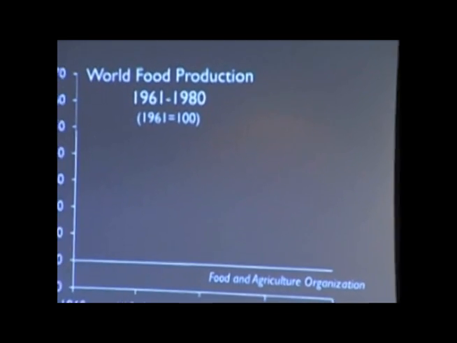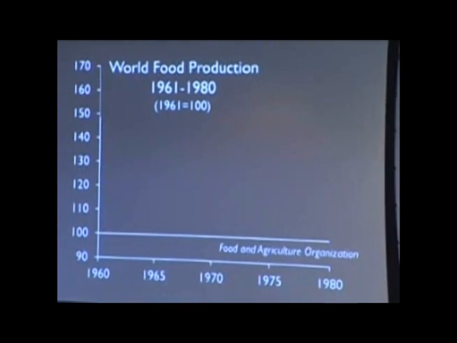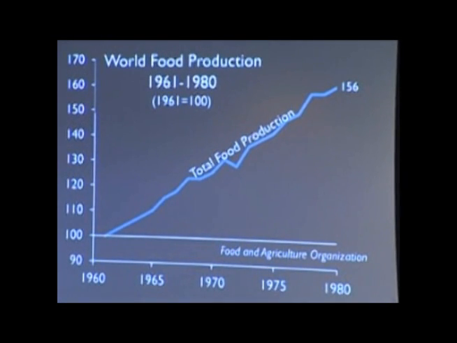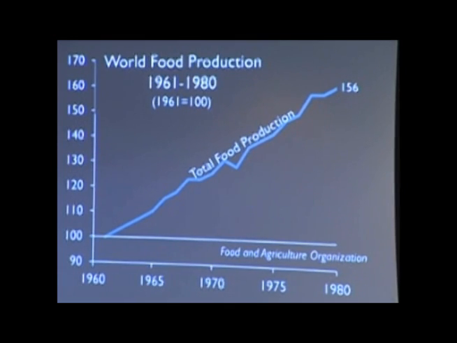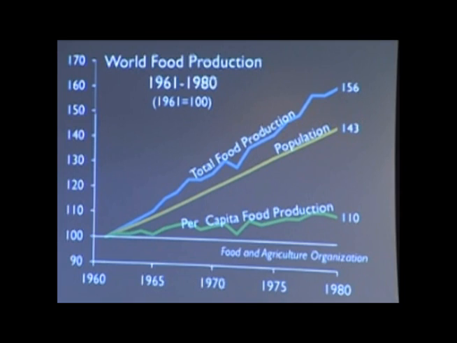So what happened? Let's just first look at the period from 1960 to 1980. So this is based on Food and Agriculture Organization data, indexed to 1961. And so total food production looks like this. Very impressive output. The 156 means that food production was 56% higher in 1980 than it was in 1960. What happened to population? Well, population, as we saw, was growing at 2% a year, so it went up a lot, went up 43%, but a little bit more slowly than food production. So per capita food production actually increased steadily over the period.